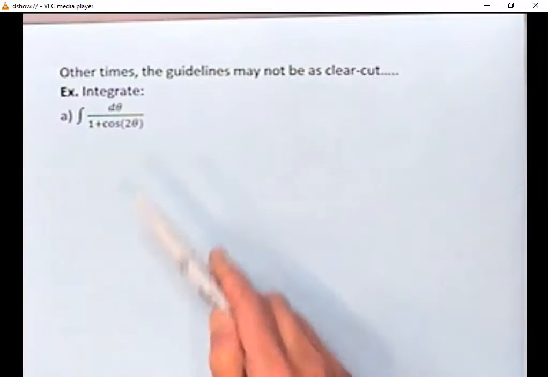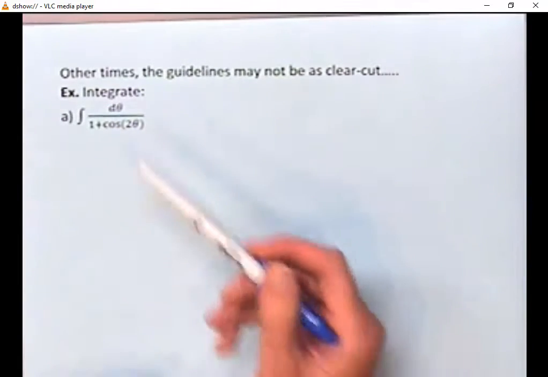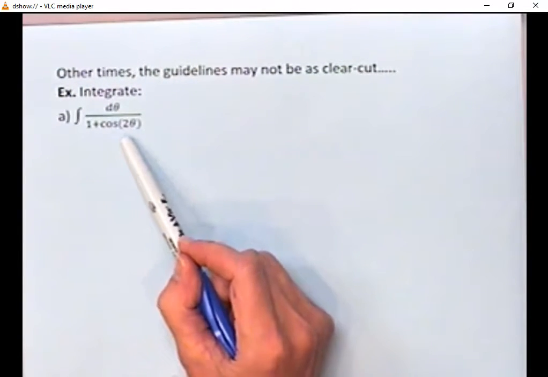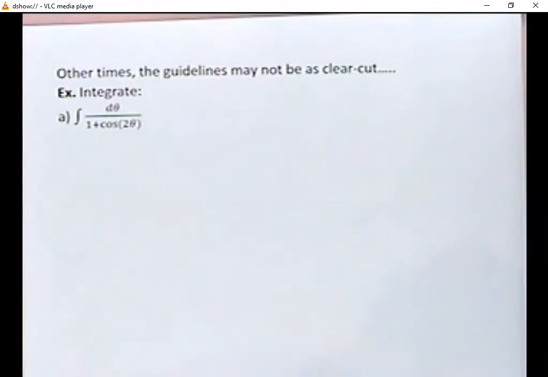So let's look at a couple last examples and see if you see some strategies that might work here. So here's the integral of d theta over 1 plus cosine of 2 theta. As this is, it would be difficult to integrate. There's a cosine of 2 theta here, but if I let this be u, I don't see a sine for my du. So that might be difficult to do as it is. So I might be thinking, what here? Any ideas?